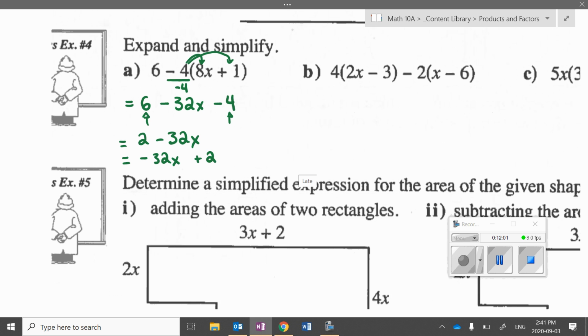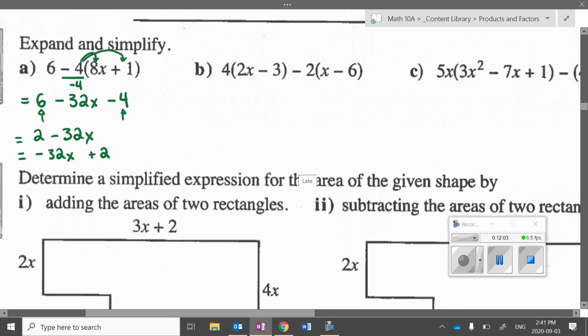Okay, this next one, we're going to do distributive property and then combine like terms. So in this one, 4 times 2x, so I get 8x minus 12. And then negative 2 times x, so minus 2x. And then negative 2 times negative 6, which gives me a plus 12. 8x and minus 2x simplifies to be 6x. And then my 12s just cancel out.